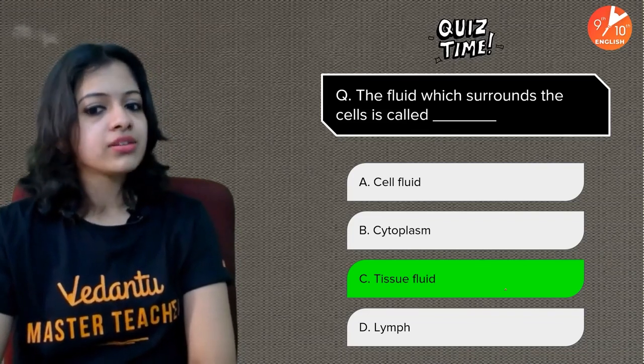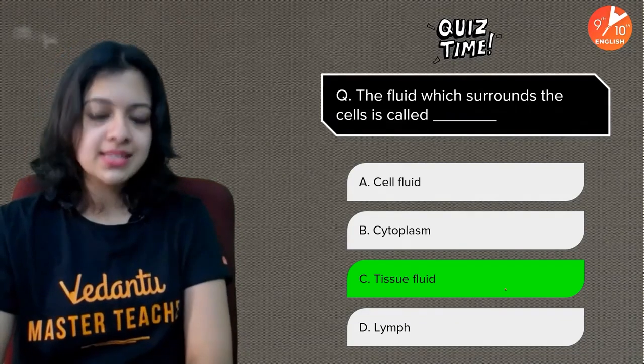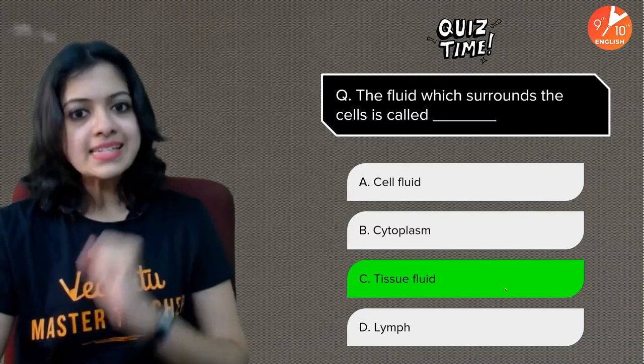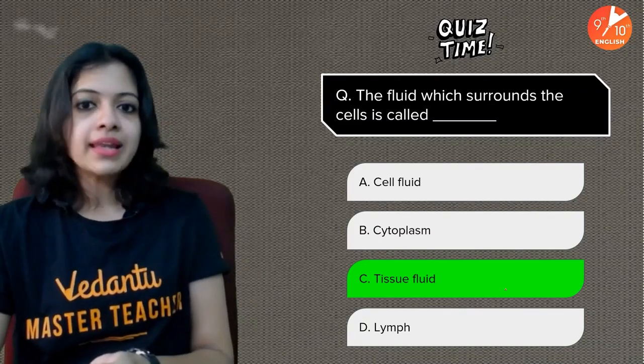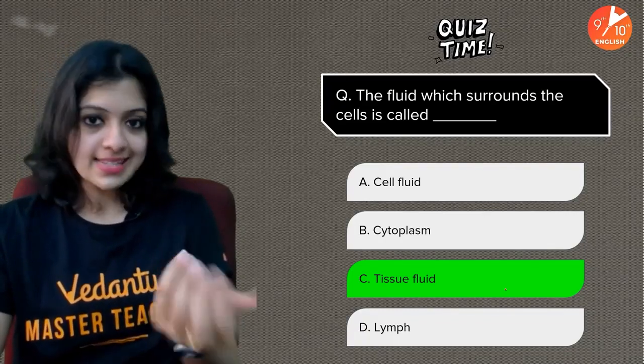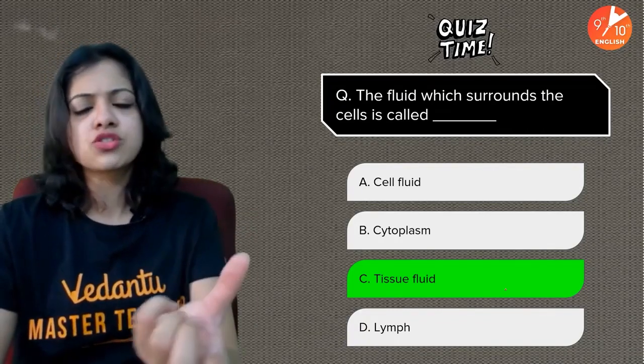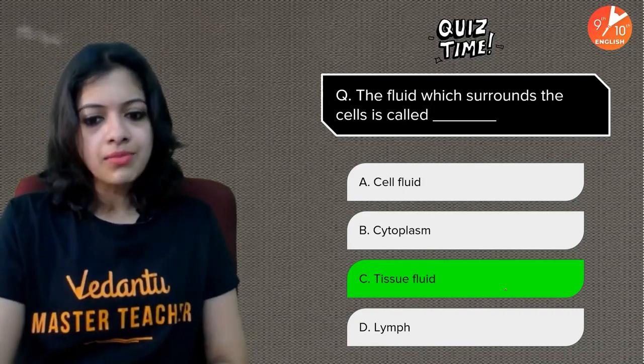Why is it not lymph? Lymph is not the fluid which surrounds the cells. Lymph is the name given to it only when this tissue fluid gets into lymph vessels. When it gets into lymph vessels itself, we give it the name lymph.